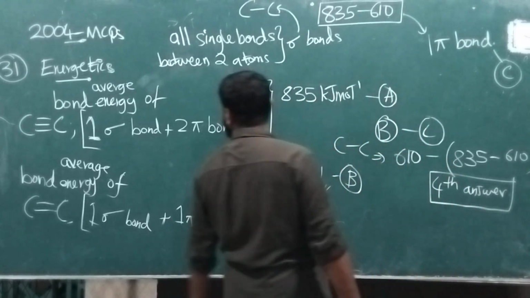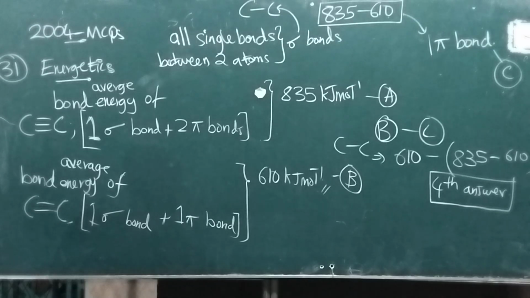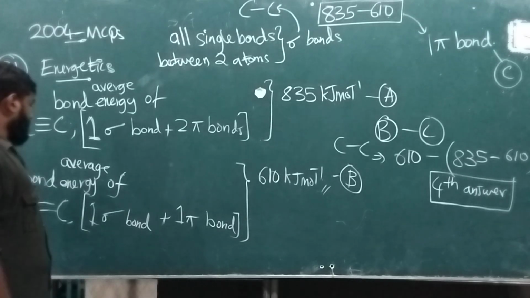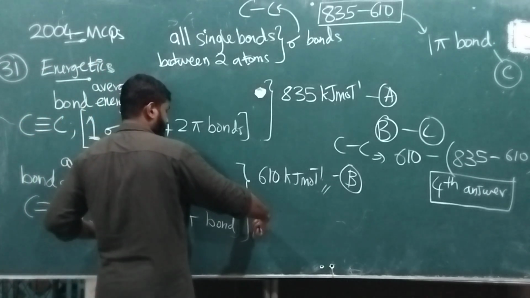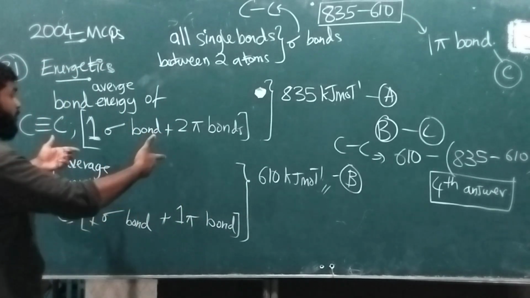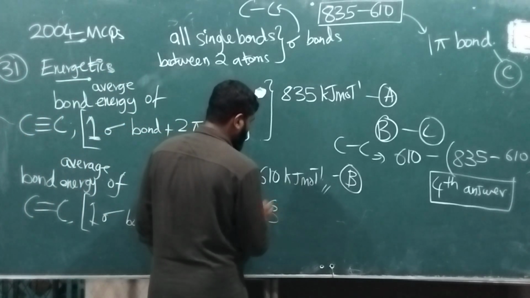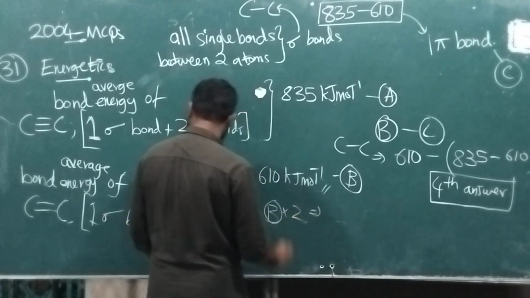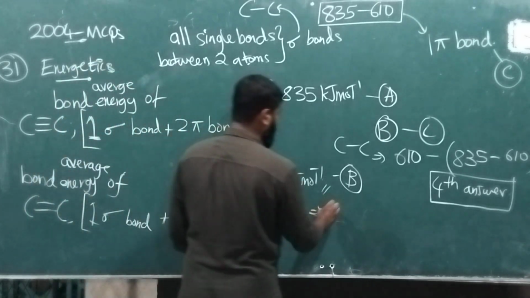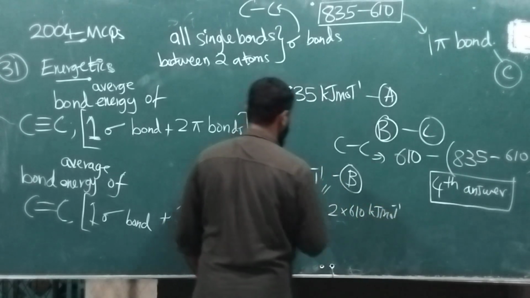You can do this question in another way also. Let's see how to do it. I can take the B equation here and double it up. I'm going to multiply it by 2. If I multiply the B equation by 2, I'll get 2 into 610 kilojoule per mole. No harm, because I'm multiplying by 2.